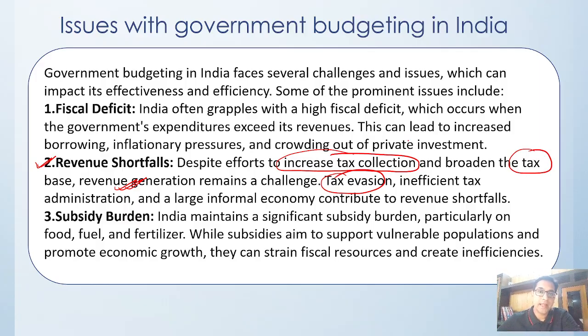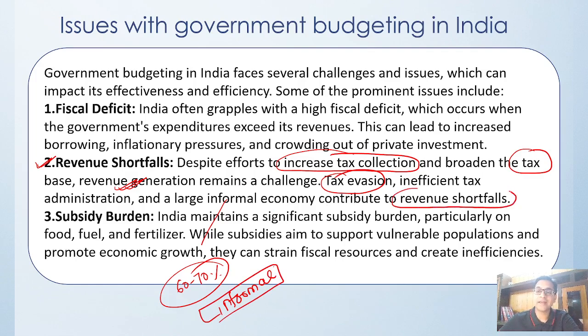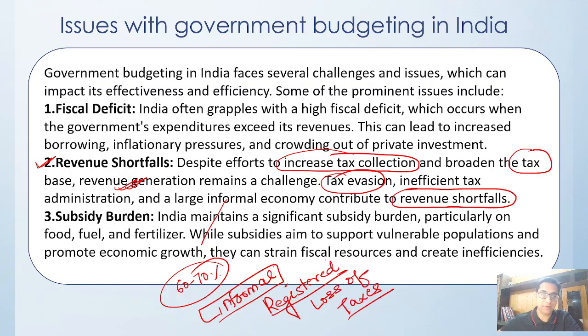And one more important point, we have discussed that around 60 to 70% of our economy is informal in nature. Because of that, there is a huge revenue shortfall, since these companies are not registered, and because of that there is a loss of taxes towards the government.